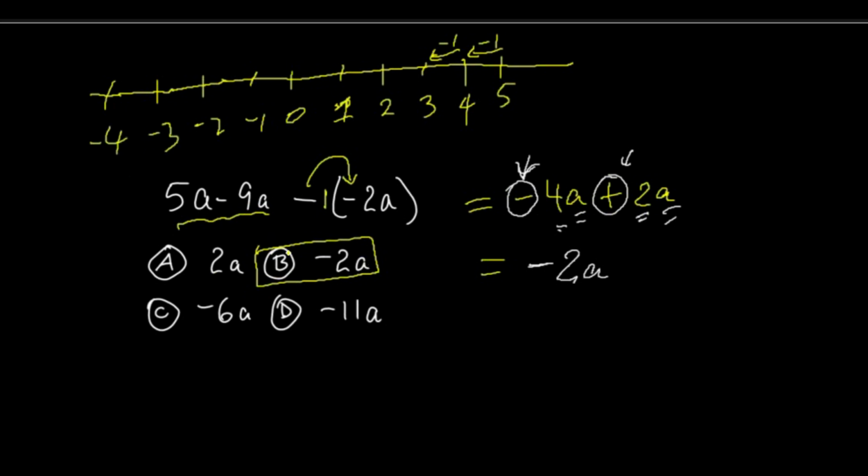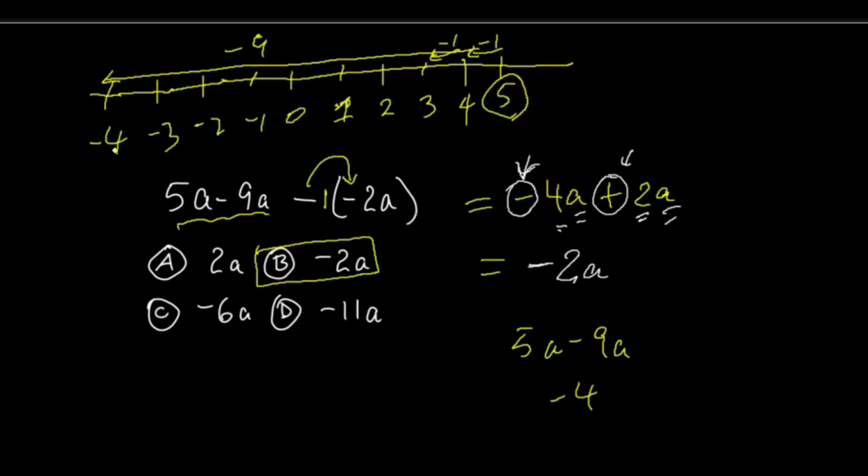And so that's how we end up with 5a minus 9a. So 5, take away 9, going 9 units to the left, actually gives us negative 4. So negative 4a plus 2a. If we're going to add positive 2, we go 2 places to the right, and that will give us negative 2. So that's negative 2a.